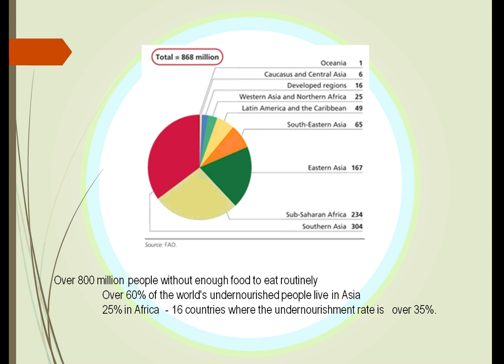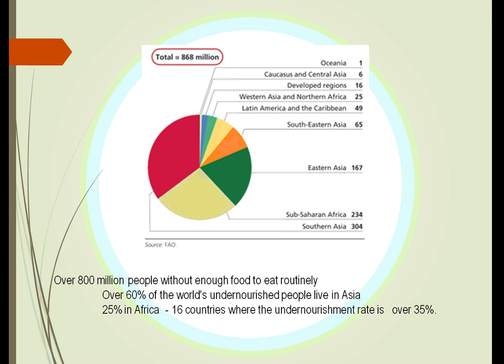Over 800 million people do not have enough food routinely. 60% of the world's undernourished people live in Asia. In Africa, there are 16 countries where the undernourished rate is over 35%. And you can see this is a total world problem. Not just parts of the United States, but huge parts of the world have this problem of undernourishment.